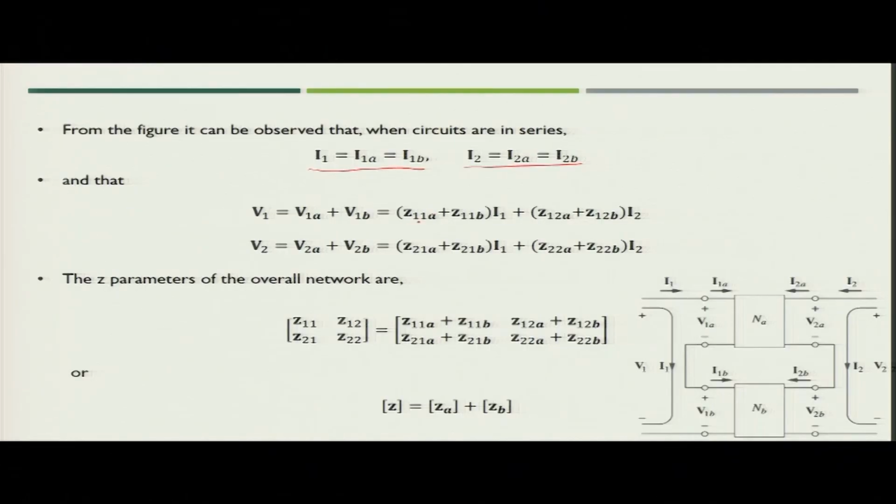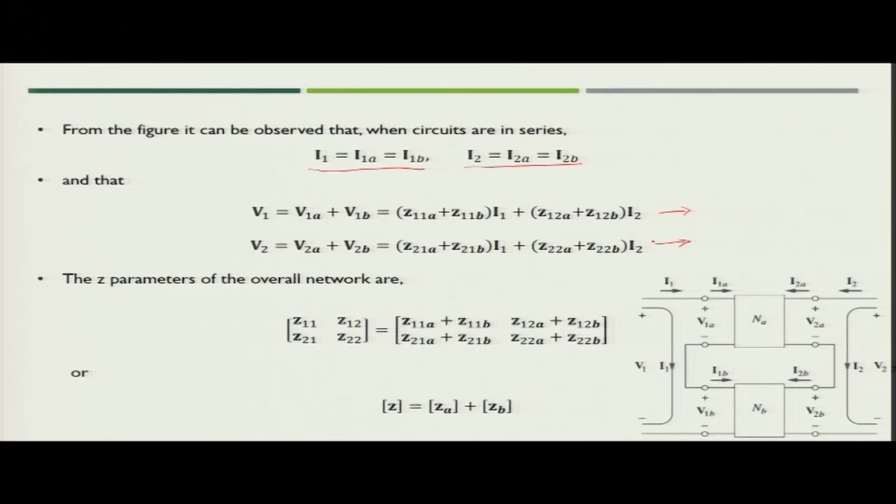We can write that V1A plus V1B is equal to (Z11A plus Z11B) into I1 plus (Z12A plus Z12B) into I2. Similarly, V2 we can write as (Z21A plus Z21B) into I1 plus (Z22A plus Z22B) into I2. Now, if you see these two equations, what can you write?